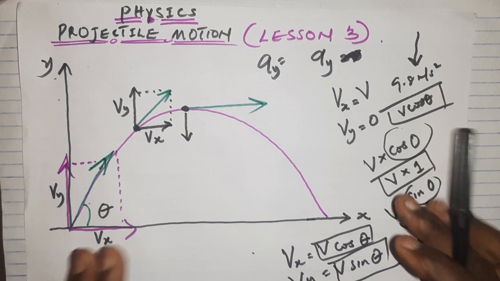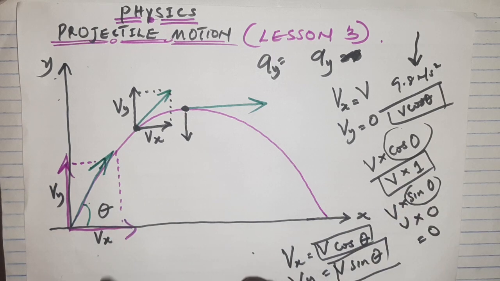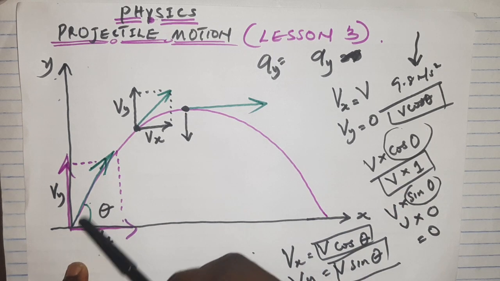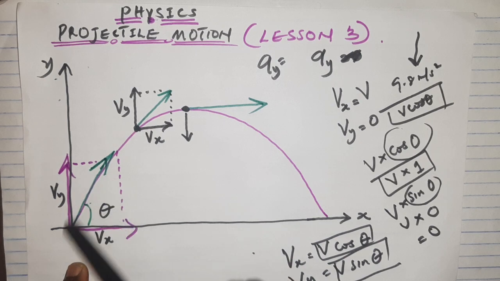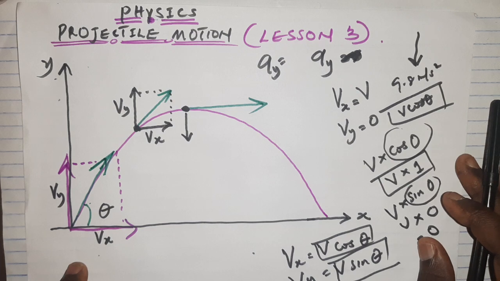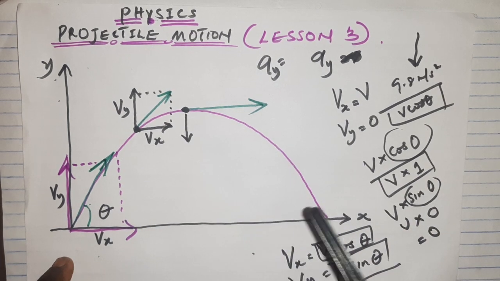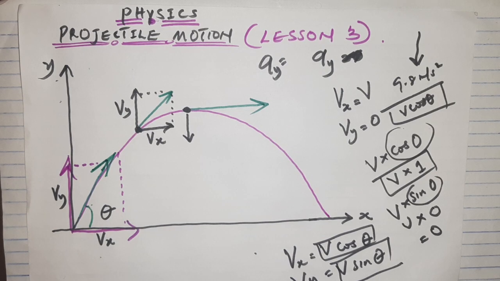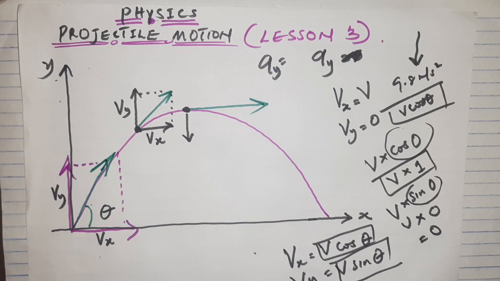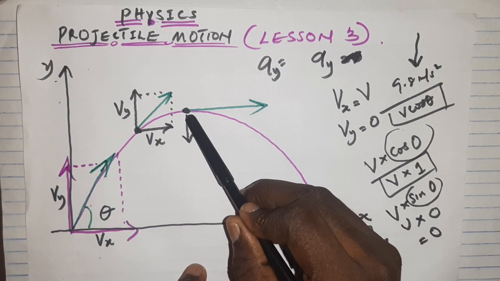So now we still have a diagram here, and of course we have an object that is being projected at an angle with the horizontal with a particular velocity. And the question here is, when the object gets to the maximum height, what will be the acceleration? Or can we say that the object is accelerating or experiencing the force of gravity when it gets here?